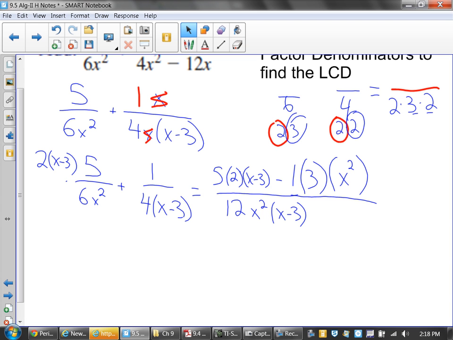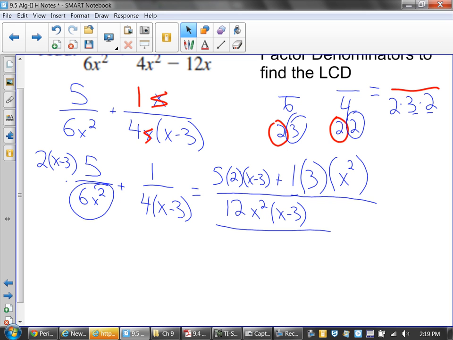What you're doing here is taking a look at this denominator. What do you have to multiply the 6x squared by to turn it into 12x squared times x minus 3? You have to multiply it by a 2 and the x minus 3. The second part, yes, sir? Why is it minus? Because it should have been a plus. All right, I thought I was doing a subtraction problem, I'm sorry.